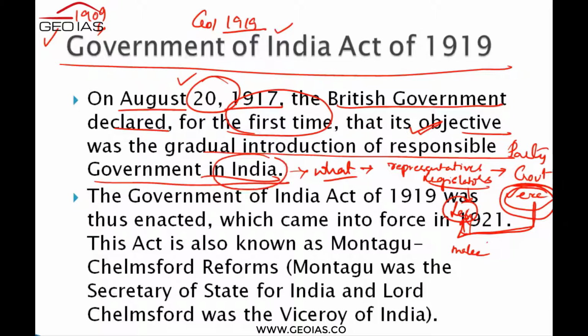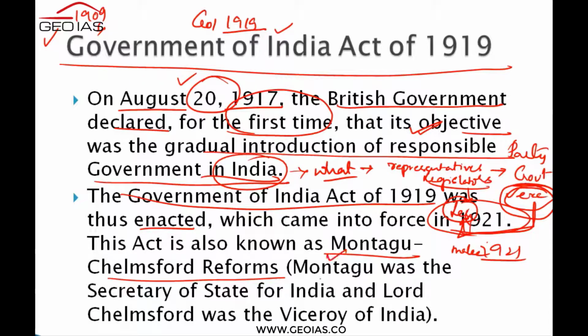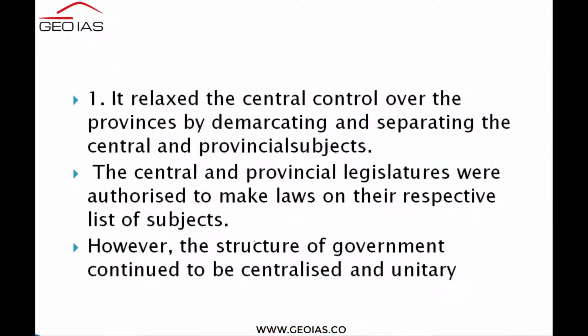So that is why the Government of India Act 1919 was enacted through the Parliament, which came into force in 1921. It is also known as the Montagu-Chelmsford reforms, because Montagu was the Secretary of State for India at that time, and Lord Chelmsford was the Viceroy of India. So, based upon Montagu and Chelmsford, the Government of India Act 1919 is also known as the Montagu-Chelmsford reforms. Now we will discuss the provisions of the Act.